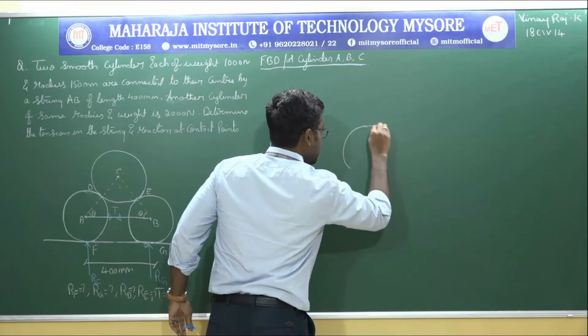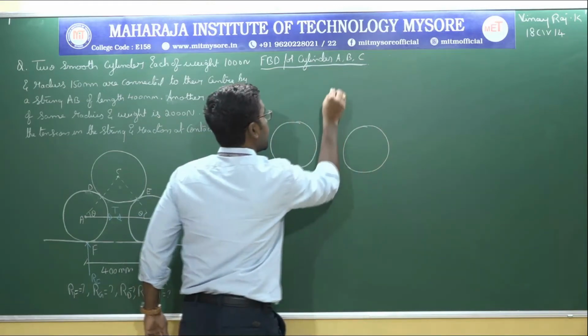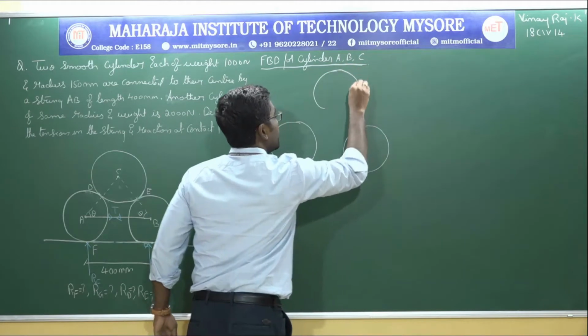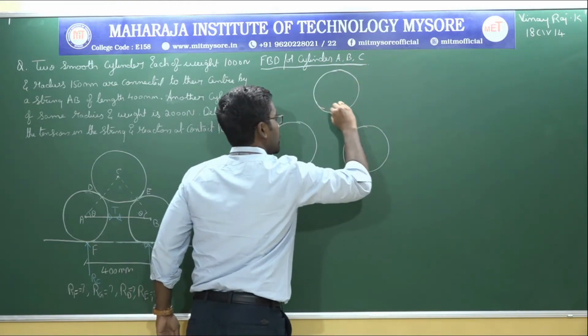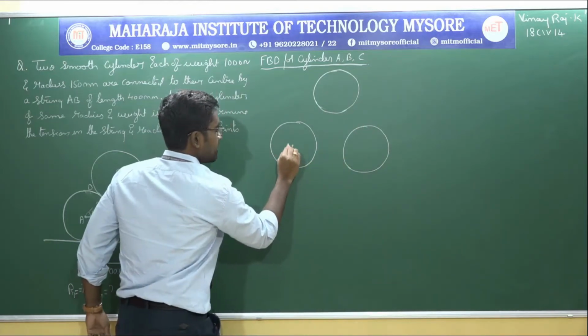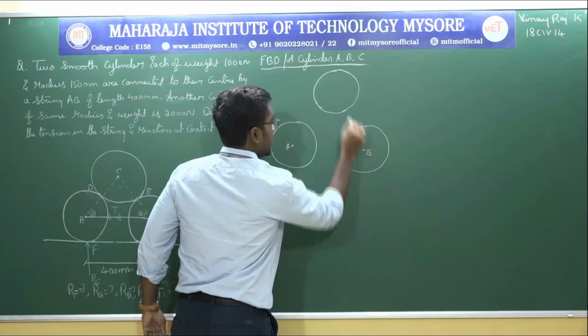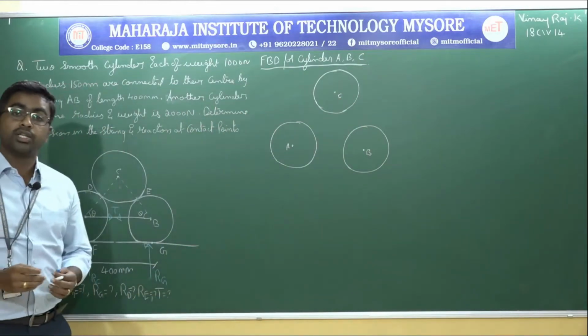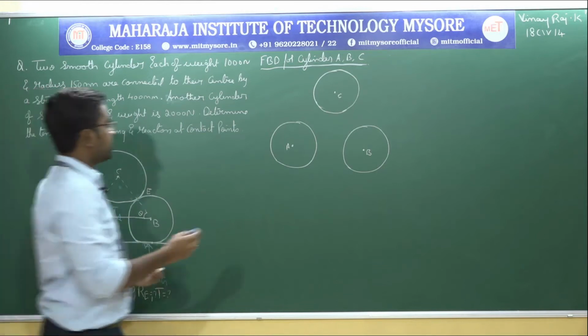So these are the 2 cylinders and the third one I need to write here, but I should give some gap between the cylinders like this in order to mention the compression. That's it. So this is cylinder A, this is cylinder B and this is cylinder C. So let me mention the self-weight of the cylinder first.